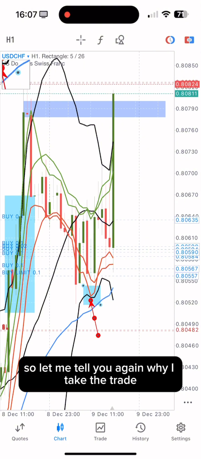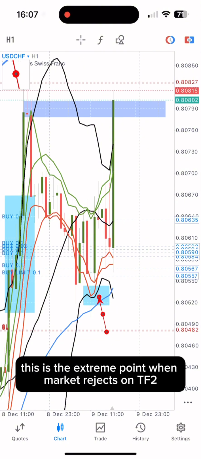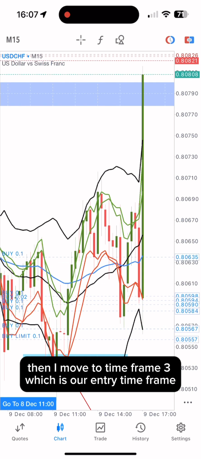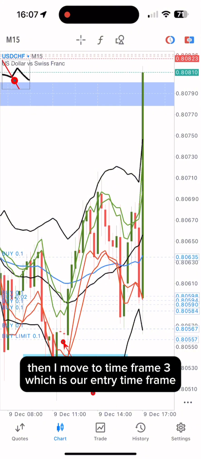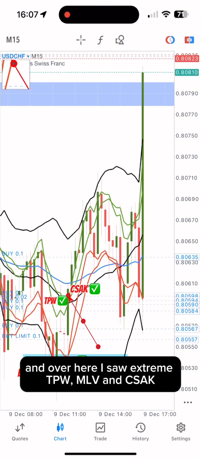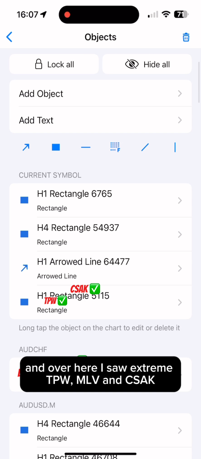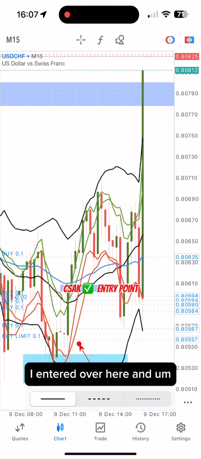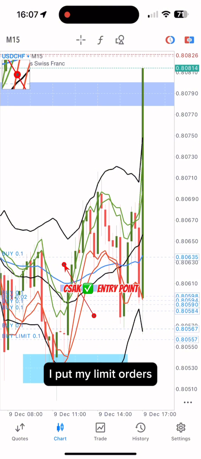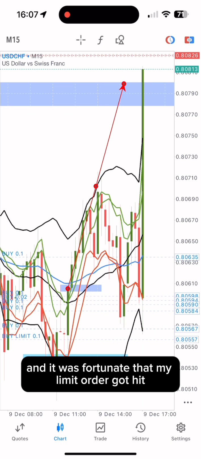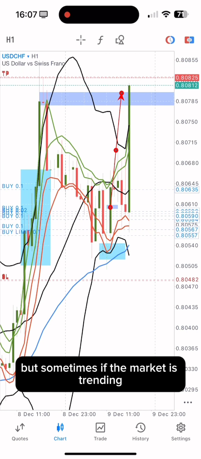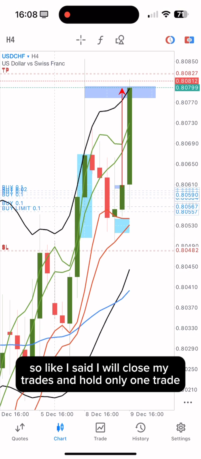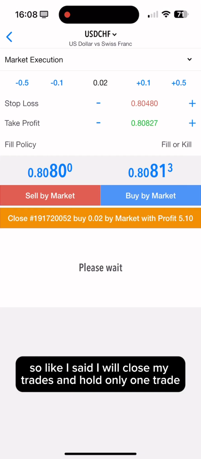So let me tell you again why I take the trade. This is the extreme point when the market rejects from time frame 2, low BB or EMA 50. Then I move to time frame 3, which is our entry time frame, and over here I saw extreme, TPY jib, MHV, and CSAK. This CSAK is our entry point. I entered over here, and I put my limit orders, and it was fortunate that my limit order got hit. But sometimes if the market is trending, it doesn't come to the area and just flies straight away. So like I said, I will close my trades and hold only one trade.